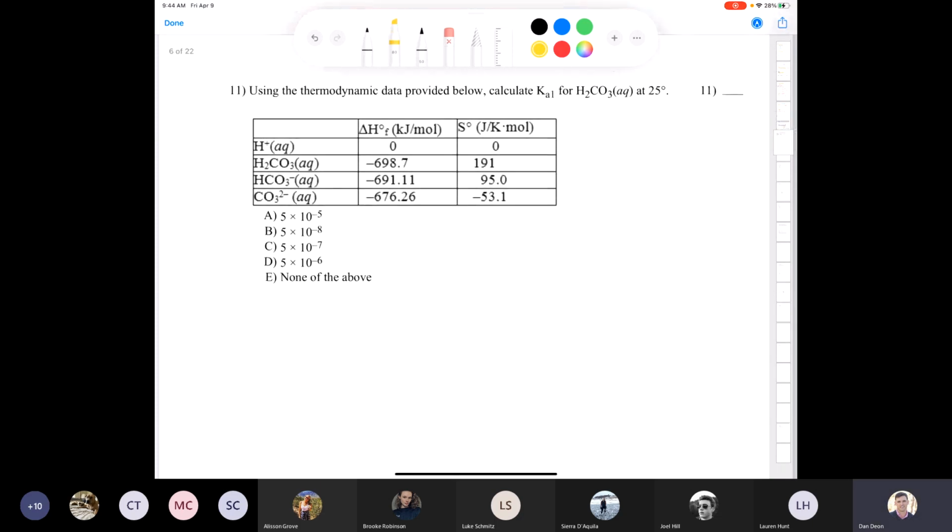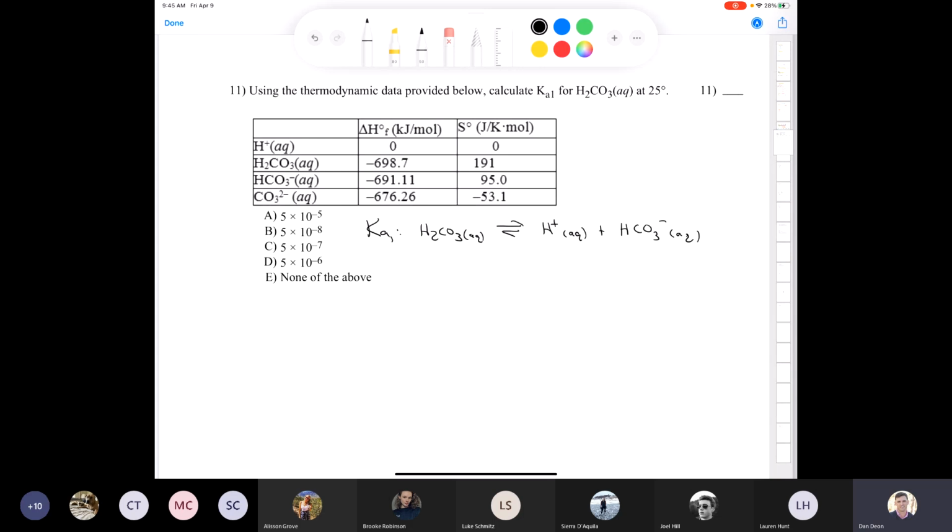Question number 11, using the thermodynamic data provided here, calculate Ka1 for carbonic acid, H2CO3. Ka1 is the dissociation constant of the first proton, right? The reason it says Ka1 and not Ka is because there's 2 protons. Ka1 is the first proton being lost. Ka2 would be the second proton being lost. So Ka1 would be the carbonic acid in equilibrium with the proton from the first acidic proton plus the bicarbonate ion, like that. So that's our Ka1 expression.